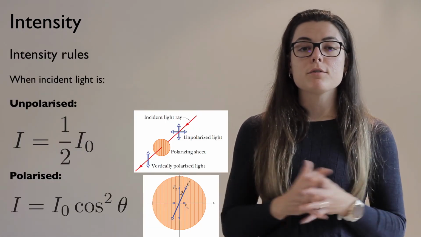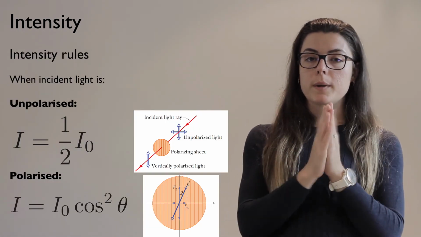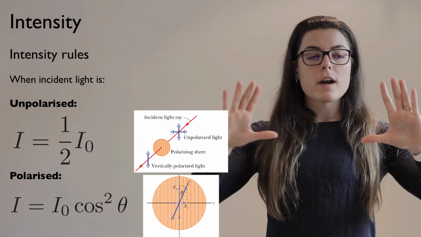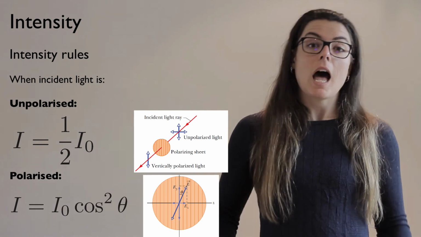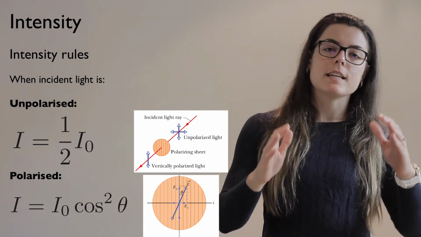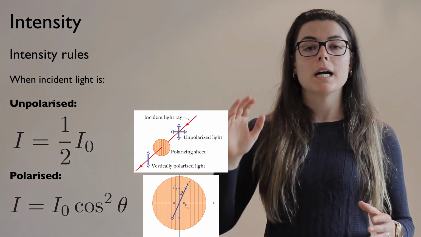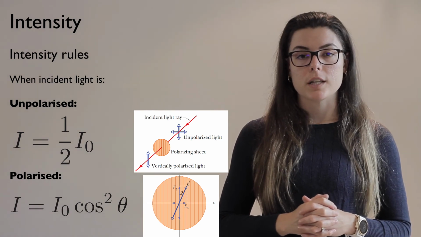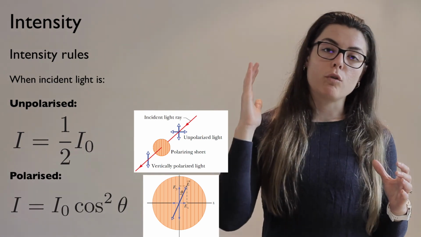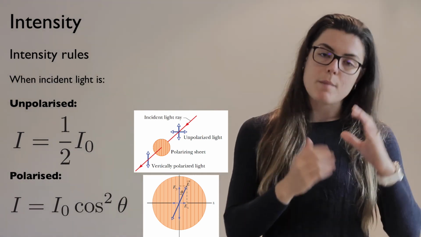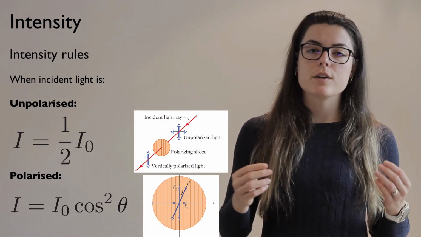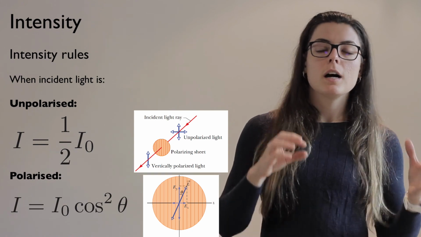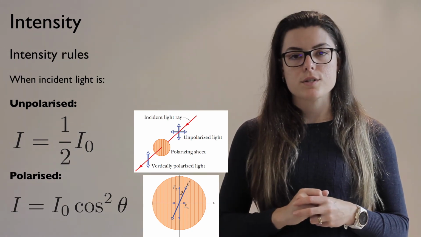So our intensity rules are as such. In really quick summary, if we have a polarizing sheet and the light incident on that sheet is unpolarized, then the intensity of the emerging rays is going to be half of what it was originally. If the light is already polarized as it hits that polarizing sheet, then the emerging intensity of the light is given by the equation I equals I naught cos squared theta.